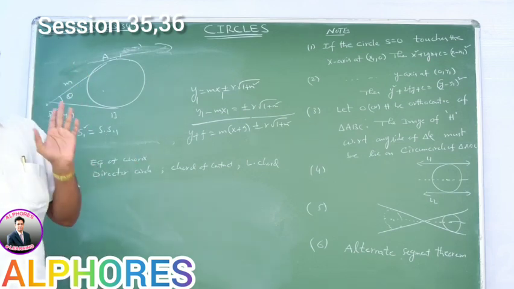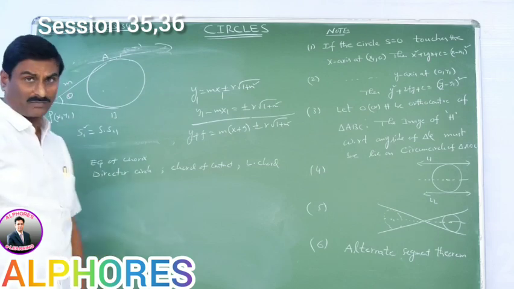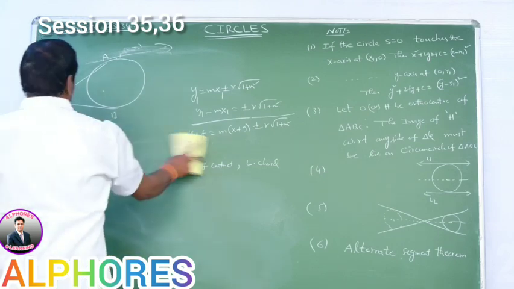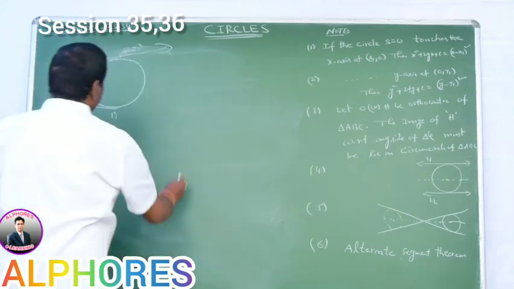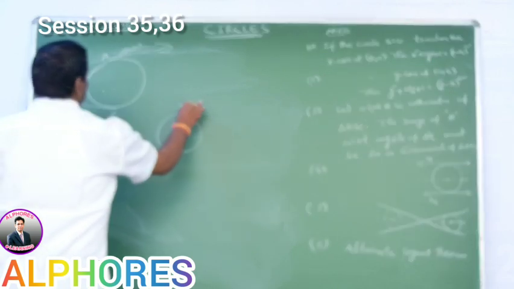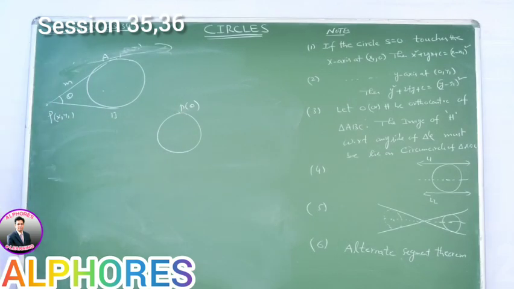y plus f is equal to m into x plus g plus or minus r into root over 1 plus m square. Okay. Next, equation of the tangent in parametric form. If P of theta is one of the points on the circle, what is the equation of the tangent?